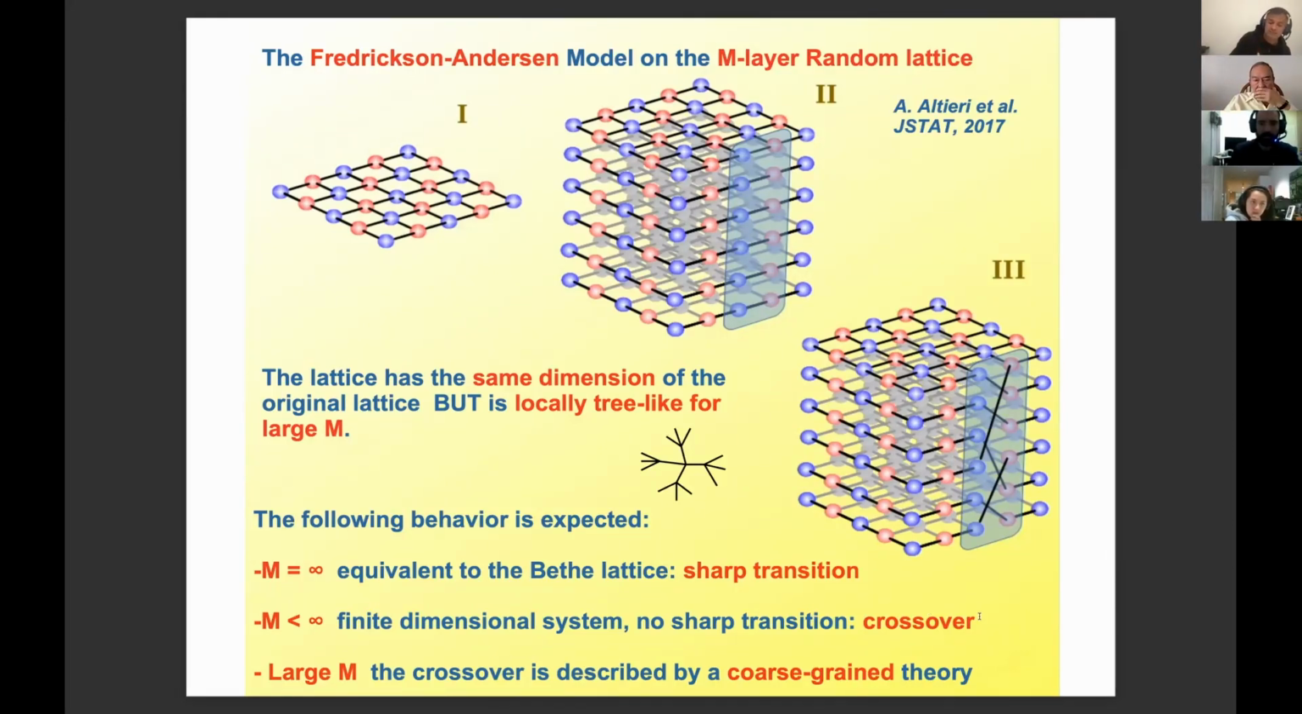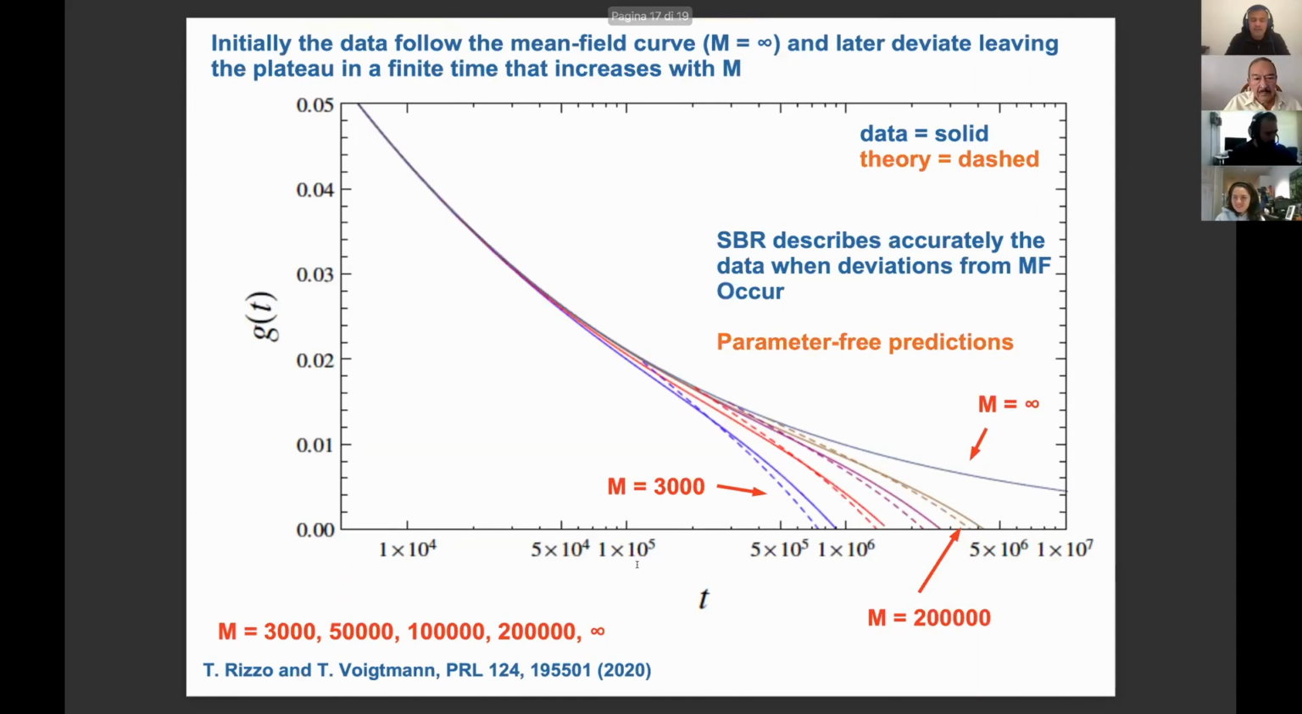The interesting thing from our point of view is that you expect that when M is large enough, the crossover is precisely described by a coarse-grained theory. So what I want to show is that if this is true, then this theory should be stochastic beta relaxation. And in that case, you can extract quantitatively the parameters of the theory from the Bethe lattice solution. So let me show you the results.